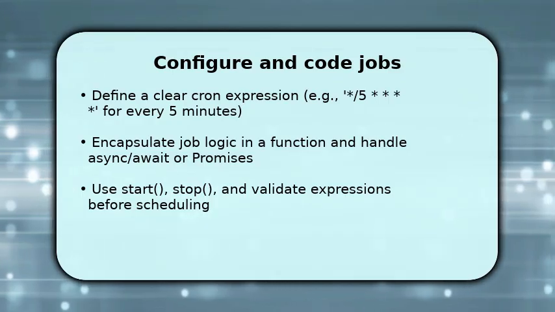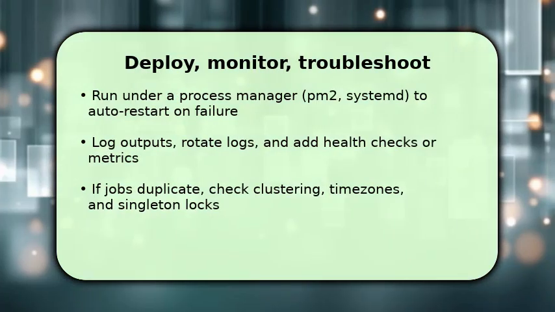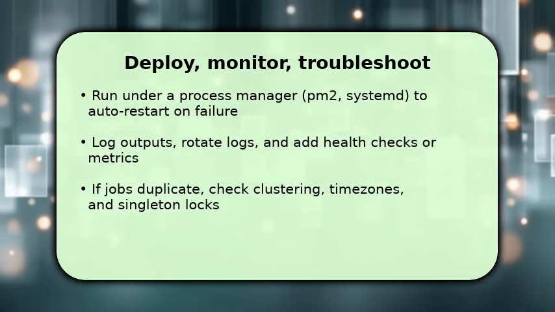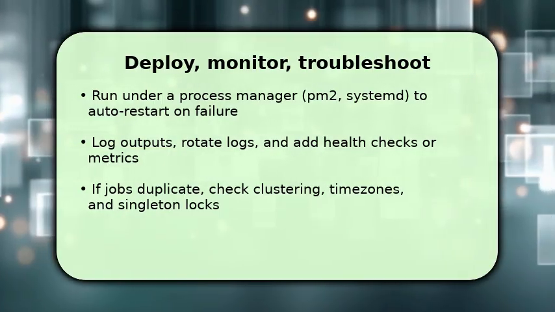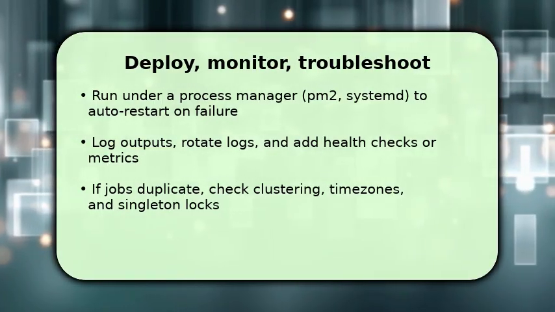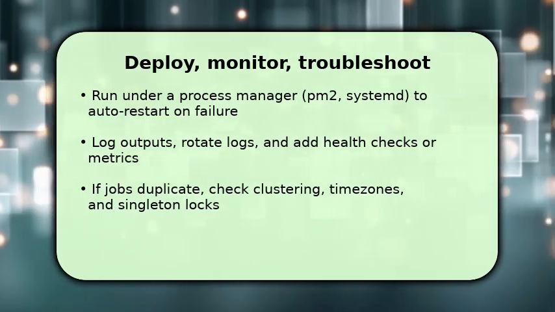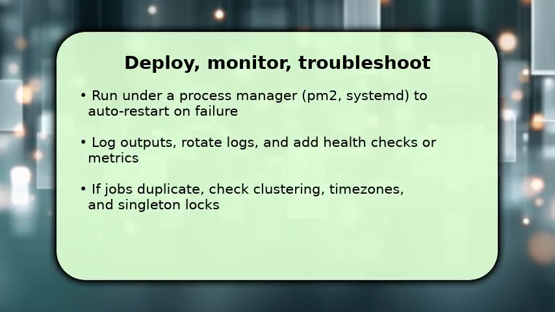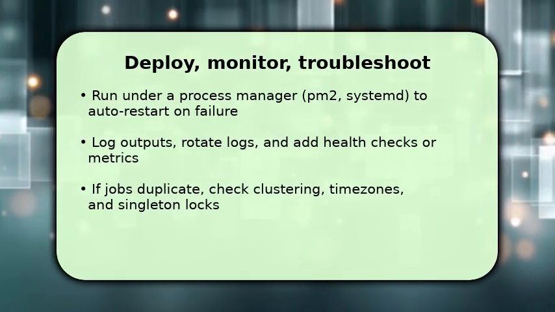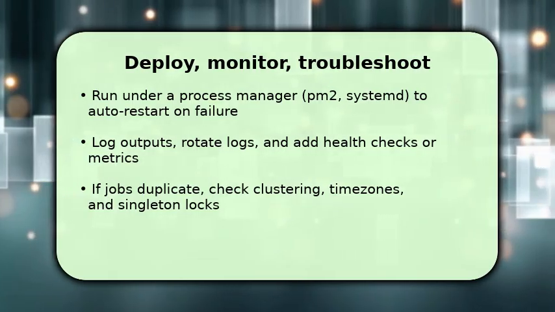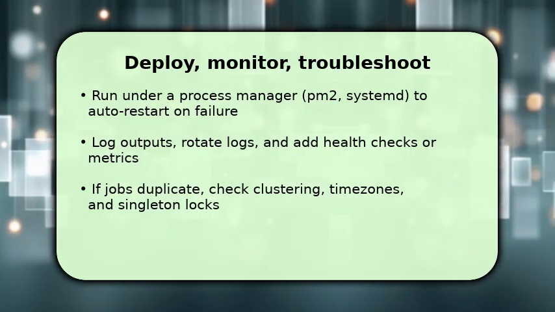To complete deployment, run your node process under PM2 or systemd so jobs persist and auto-restart on crashes. Once live, add structured logs and basic metrics so you can confirm runs, and rotate logs to avoid disk issues. If you use multiple instances, ensure only one runs the job by implementing a distributed lock or leader election. If the job misfires, check the cron expression, server time zone settings, and whether concurrent processes create duplicates.